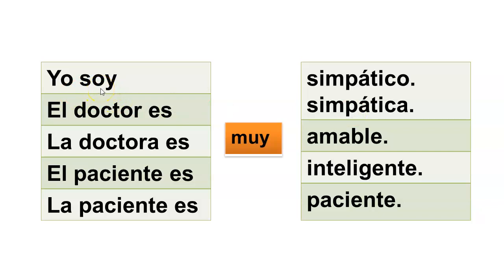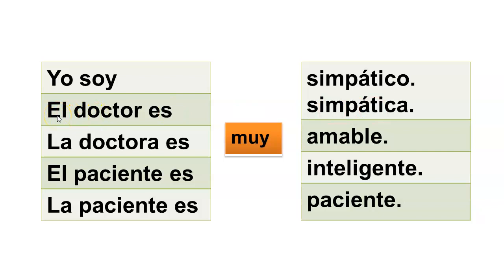So if I want to say I'm very nice, again, I would say, yo soy muy simpático. If you are a female and you're speaking, then you would say, yo soy muy simpática. So the subject of the adjective here, if it's a male, it will be the simpático form. If it's a female, it will be simpática. So let's continue on here.